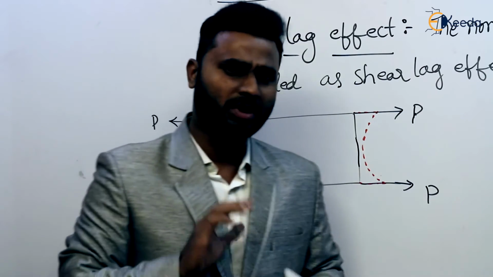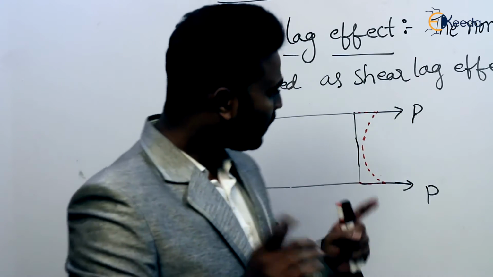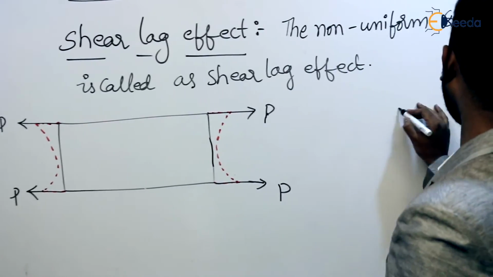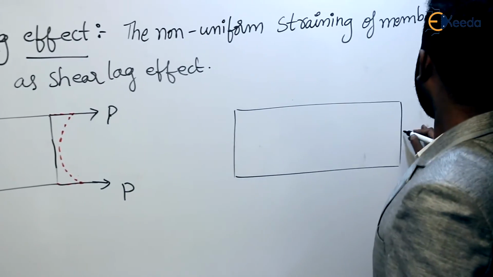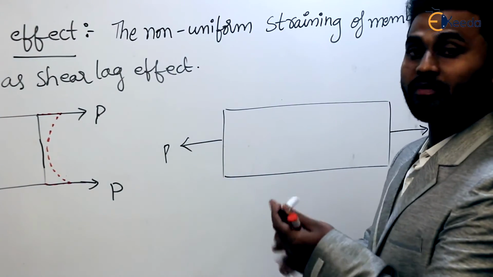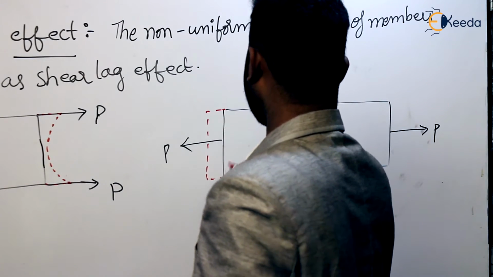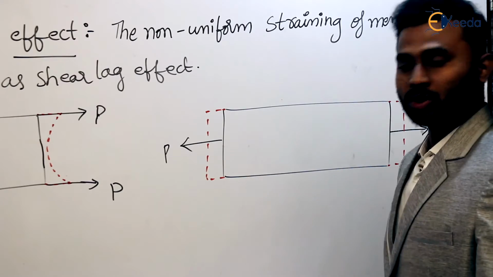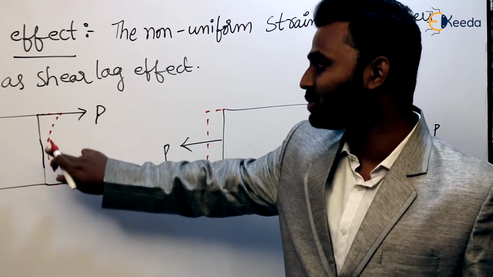Simply to say, whatever may be the reasons, the shear lag effect is nothing but non-uniform straining of the member. For example, if the same force is exactly at the center, same member and the force at the center, how will the fibers elongate? Like this. There exists a uniform straining on both sides throughout the depth. Yes or no? Shear lag effect is non-uniform straining like this. At the extreme fiber, strain is maximum, at the center less.